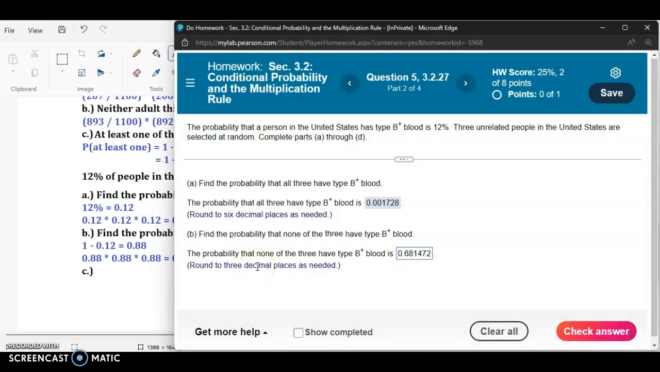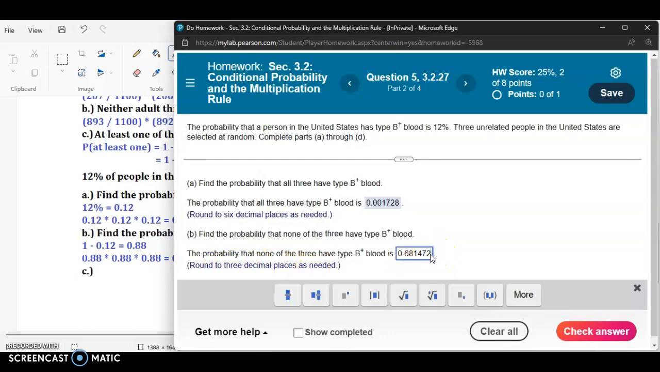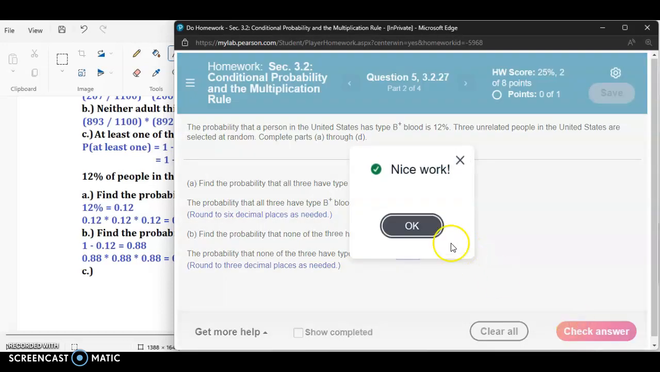Okay, and then pay attention to how many decimal places I want you to round it to. So it says 3 decimal places. So even though we have the right answer, it may be that we included too many decimal places or too few, but in this case we included too many. So the correct answer is 0.681.